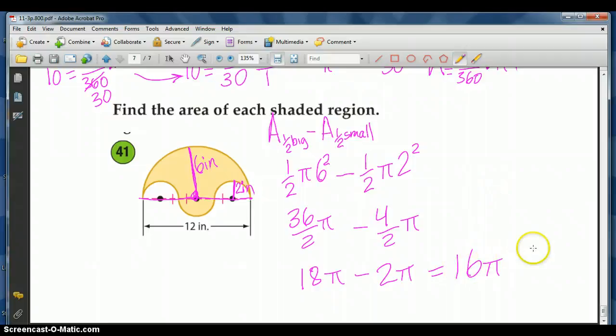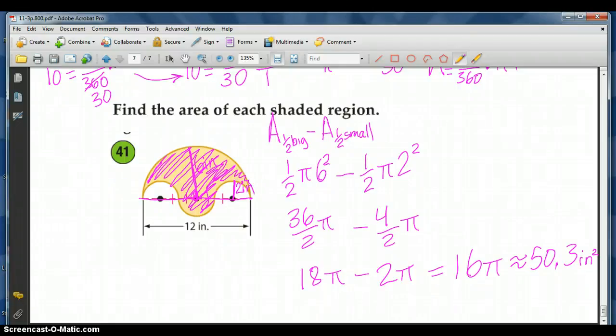Then to your calculator, 16 times pi is approximately 50.3 square inches. So that would be this area here of the shaded part. All right, that's it.